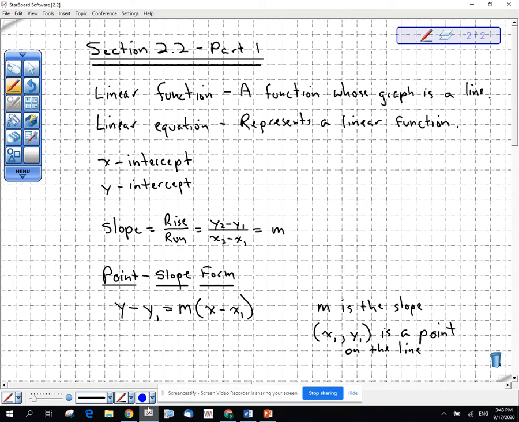Algebra 2, Section 2.2, Part 1. I'm going to talk about functions, equations, lines, slope, point slope form today. First of all, a definition of a linear function.